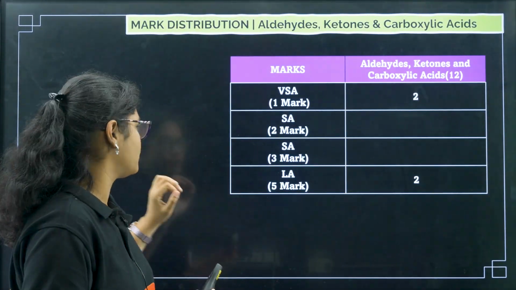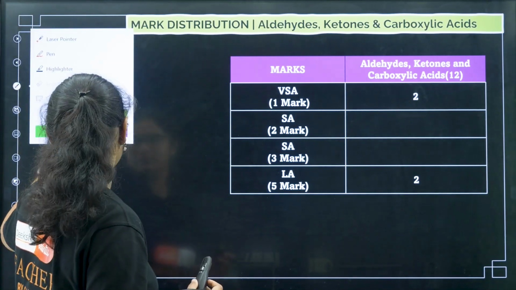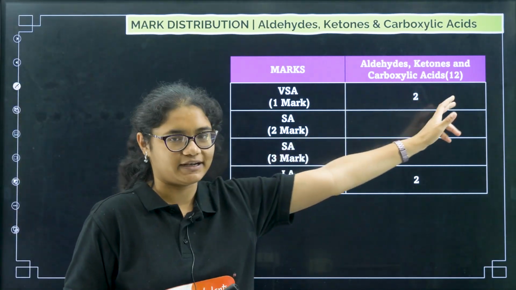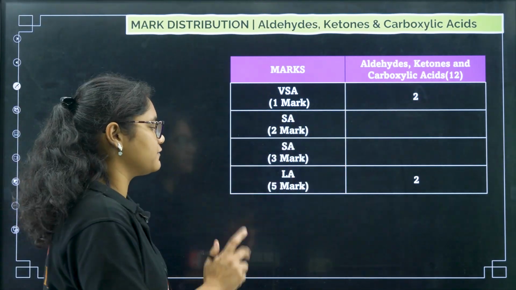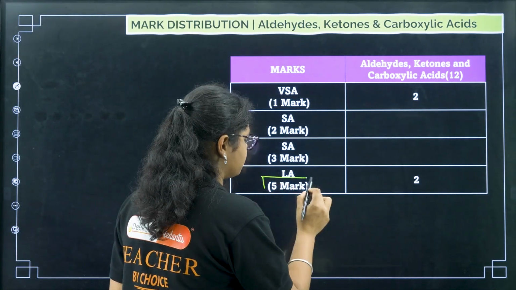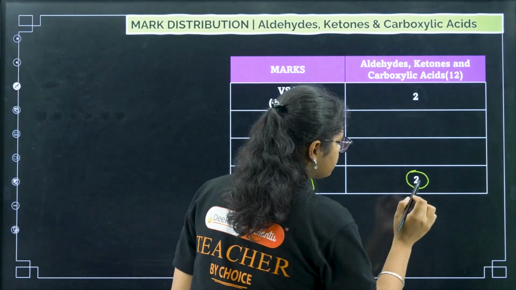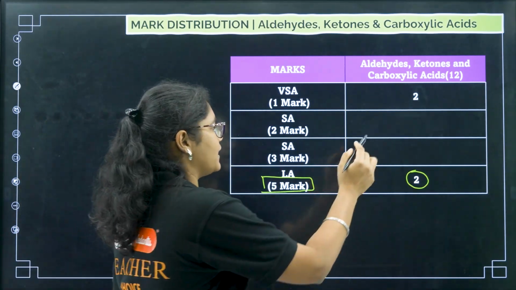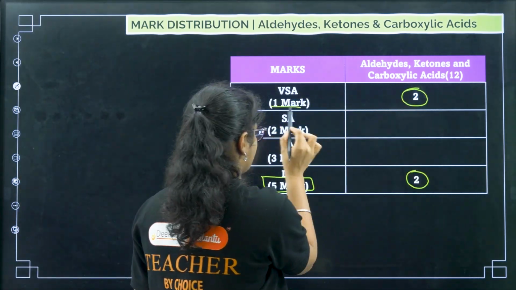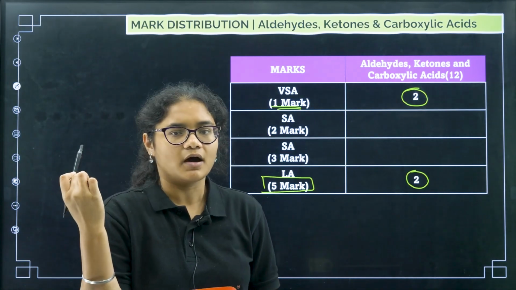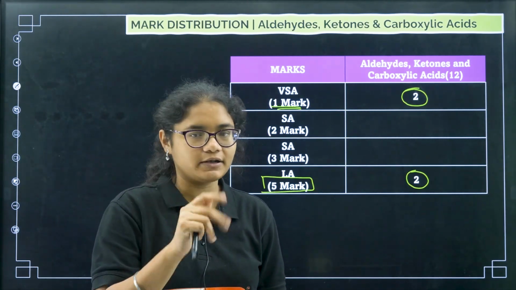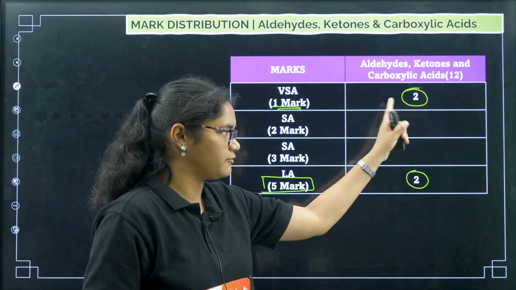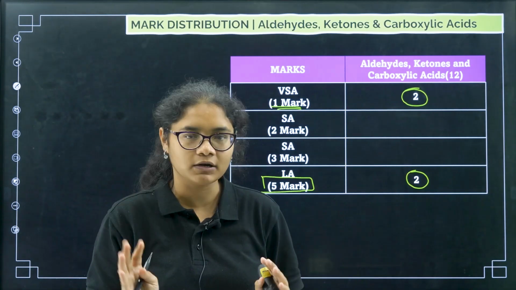There are a total of 12 marks from this chapter. Out of this there will be 2 long answer 5 marker questions, which carry 10 marks, 5 plus 5. And there will be 2 MCQs, that is 1 marker questions. It can be either fill in the blanks or MCQs.